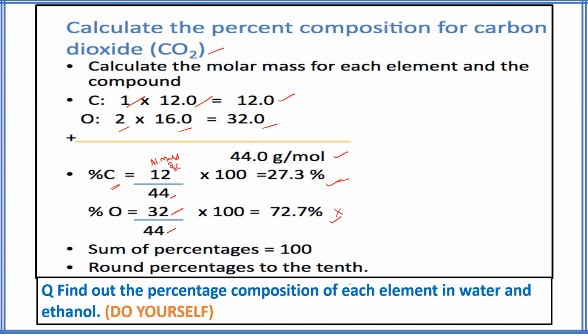Find out the percentage composition of water. Already we calculated; to explain to you, I have calculated the water. Now you can calculate ethanol, C2H5OH. Calculate the percentage of all the elements: percentage of carbon, percentage of oxygen, and percentage of hydrogen. This will be the homework and assignment for you. Ethanol we need to calculate.